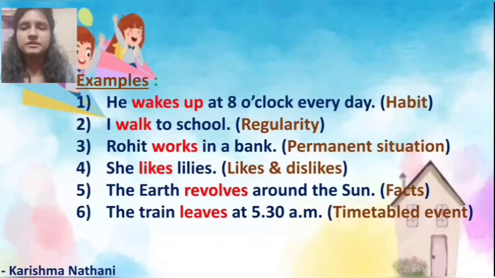The earth revolves around the sun. It is a fact that the earth revolves around the sun only. The train leaves at 5:30 a.m. It shows the timetable of the train. So, from this, we understand that present tense shows any habit, regularity, permanent situation of anything, likes or dislikes of any person, facts, and timetable.